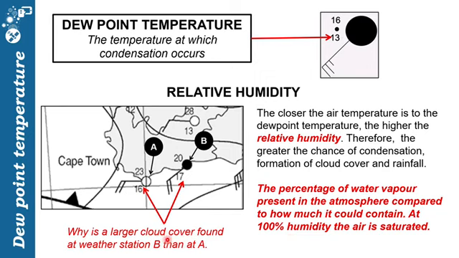Why is the cloud cover at weather station B larger? Look at there. Lots of clouds, overcast. Fewer clouds, clear skies. So why is this area overcast? And why does this area have clear skies? Because look at it, 20 minus 17 is 3. 23 minus 16 is 7. The air temperature and the dew point temperature are closer to one another, therefore there's a greater chance of condensation, the formation of clouds, and rainfall.